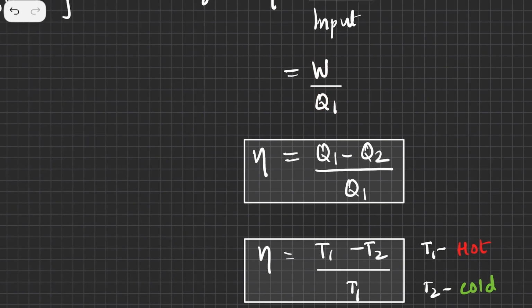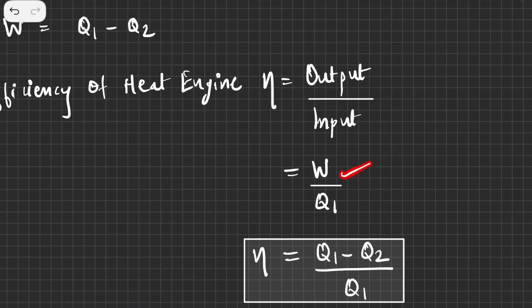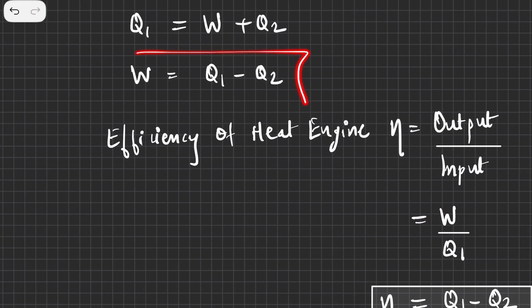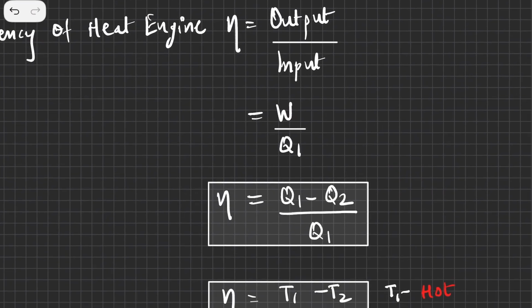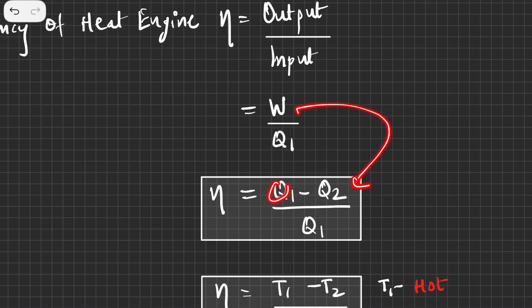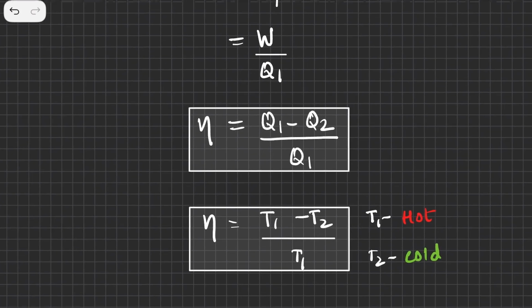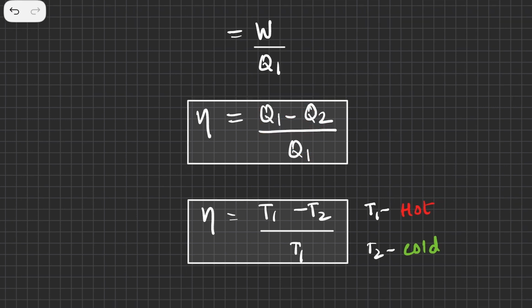So W upon Q1. Now the value of W we have already found out as Q1 minus Q2. So wherever there is a W, I'll put Q1 minus Q2, and Q1 is as it is. So this is my efficiency: Q1 minus Q2 upon Q1 is the efficiency of a heat engine.